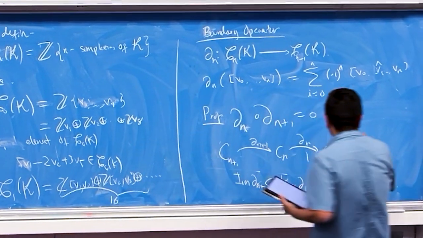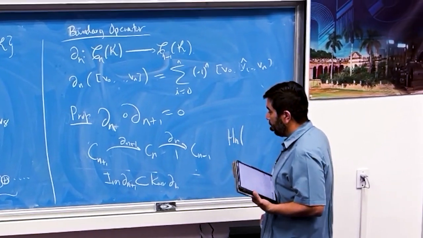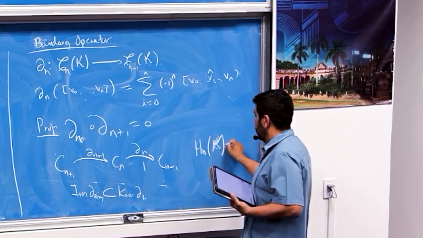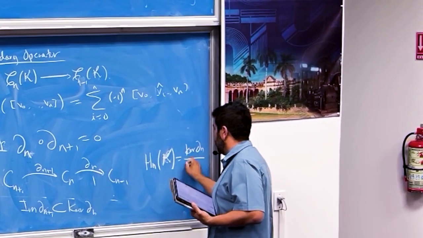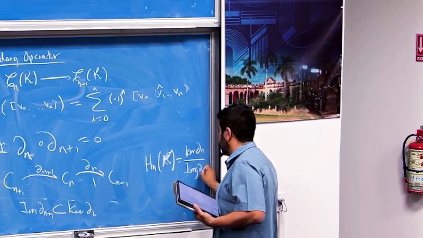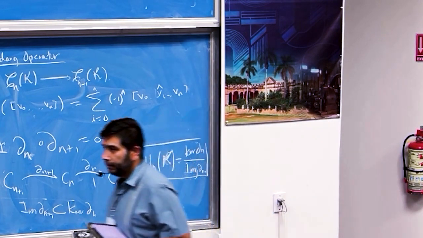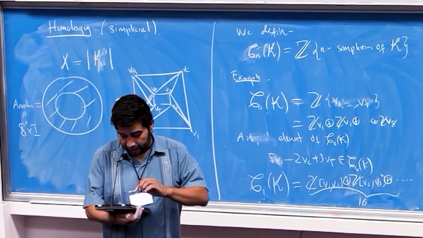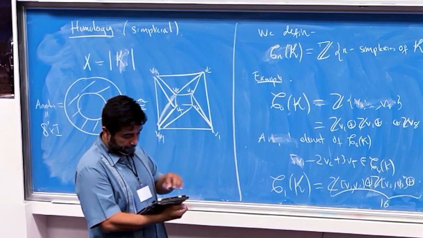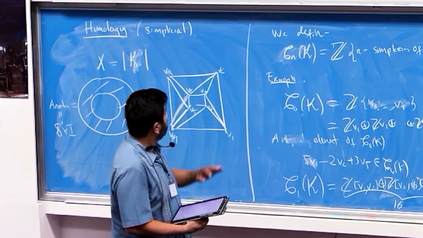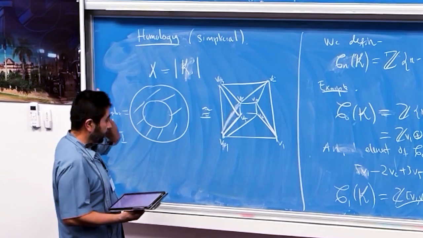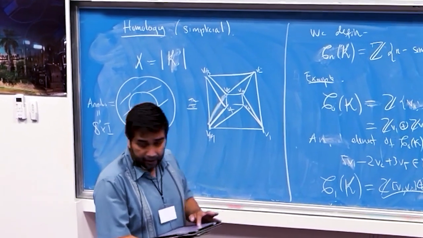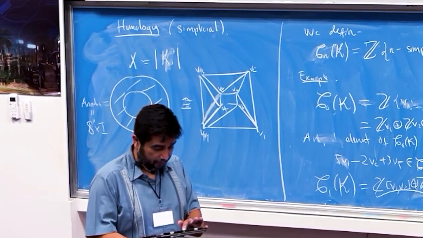So the definition is that the homology of this simplicial complex is the kernel of the boundary on n divided by the image of the boundary on n plus 1. This is a group called the homology of the simplicial complex. We can try to do the computations for this particular example, but I think it's too big. So that's the homology. Any questions?